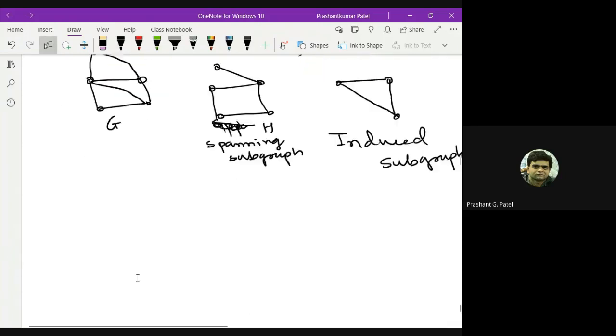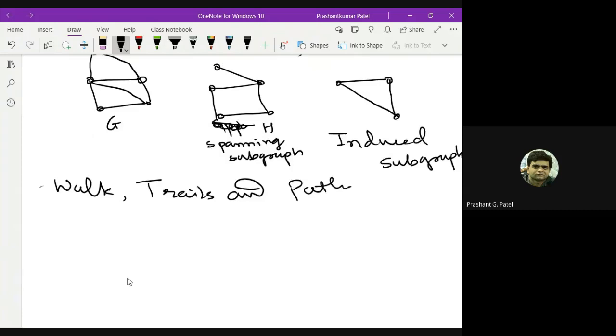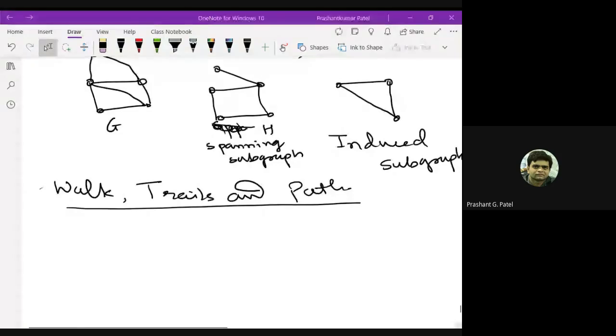Now the next definitions are regarding walk, trail, and path. That I think we'll discuss in the next lecture, because it is already 10:51, and if I do it, then it will not finish. Fine. If you have any questions regarding this, you can ask.